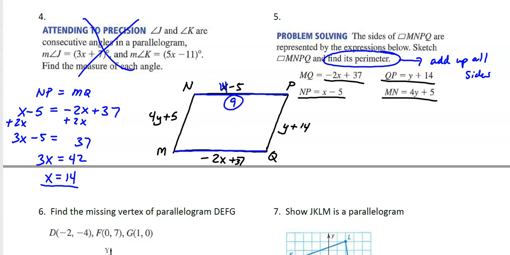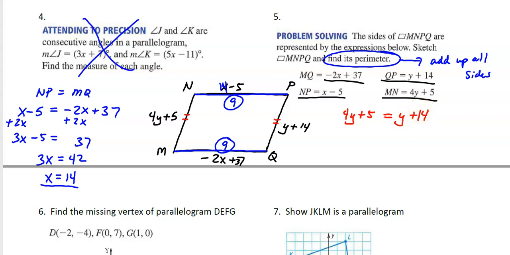So now I know how long NP is. MQ, I could plug it in, but I'm going to trust myself. It should also be the same thing. Well, now I've got to play the same game with the y's. So I know that this side has to equal this side.